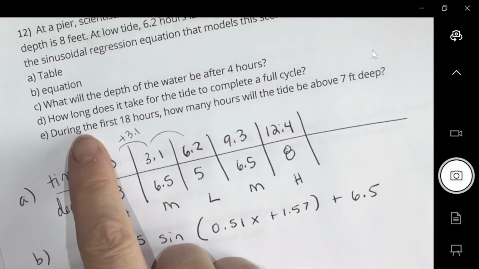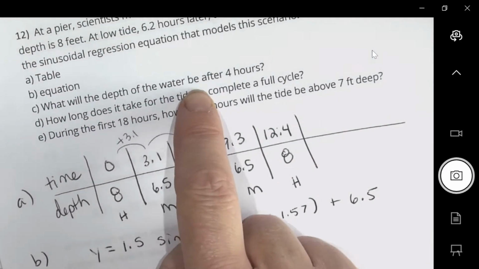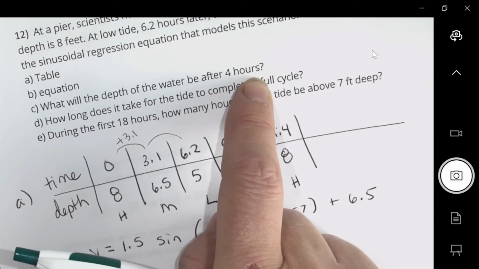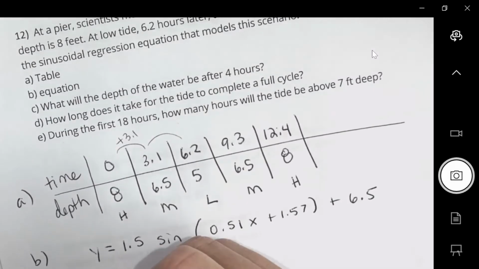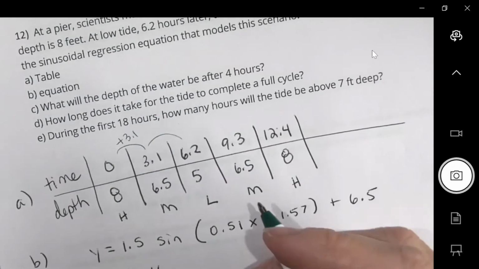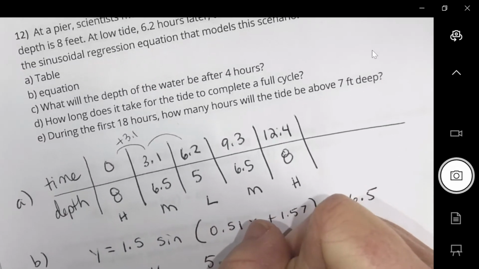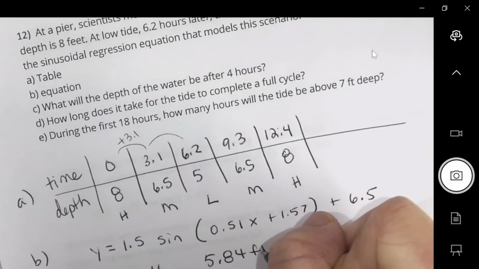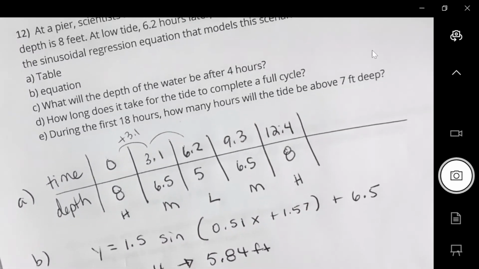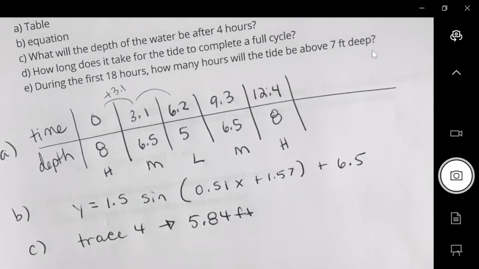Question C. What will the depth of the water be at 4 hours? So 4 hours is just an X value, so how do I do that? Trace 4. Trace 4, and I get 5.84 feet.